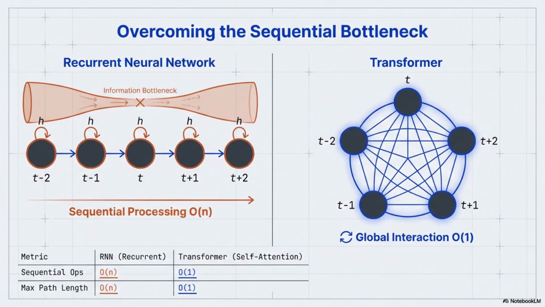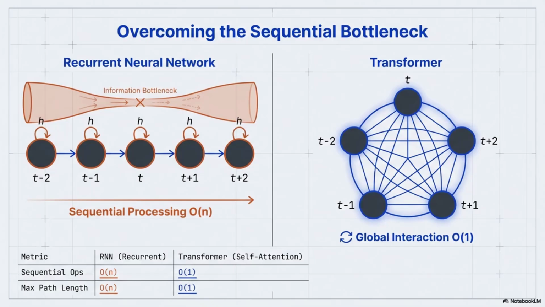With an RNN, for the last word to know something about the first word, that information has to travel down a long, winding path, getting weaker at every step. But with the Transformer, the path between any two words is always just one direct hop. This direct connection isn't just more powerful, it unlocks the ability to process everything in parallel, which is absolutely critical for training the giant models we have today.